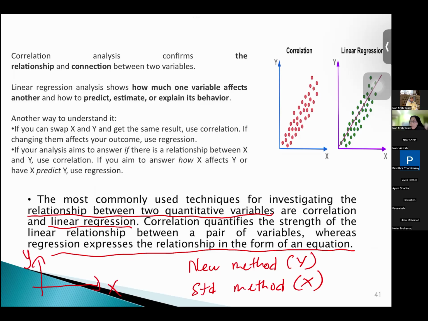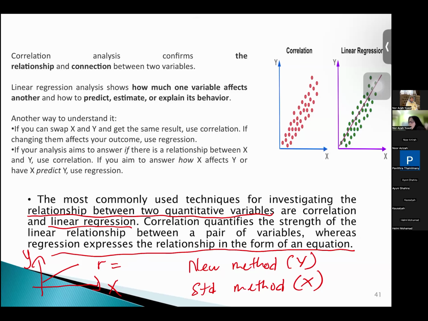y versus x, the R will give me an indication whether my new method is correlated well with the standard method. This is what we want, okay? If it is not correlated well, meaning the R value is very low, lower than 0.9, then probably my new method is not that good, or I have to repeat some data, okay?